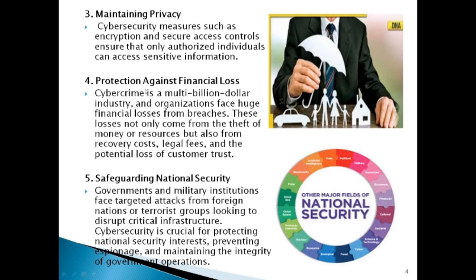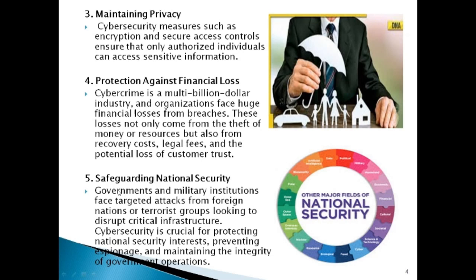Number 4 is protection against financial loss. Cybercrime is a multi-billion-dollar industry, and organizations face huge financial losses from breaches. These losses not only come from theft of money or resources, but also come from recovery costs, legal fees, and potential loss of customer trust. If you look at this diagram here, there's an umbrella trying to protect this family from theft or manipulation of their assets like the cars and the house. Now, that is one of the things of cybersecurity, to protect individuals from financial losses and from breaches. Now, let's make progress.